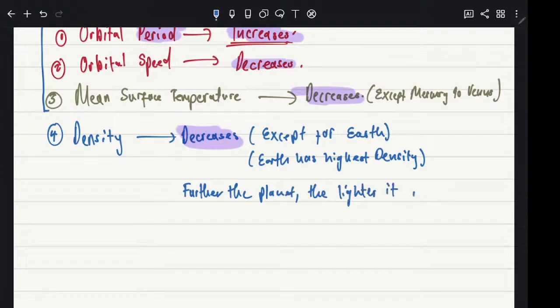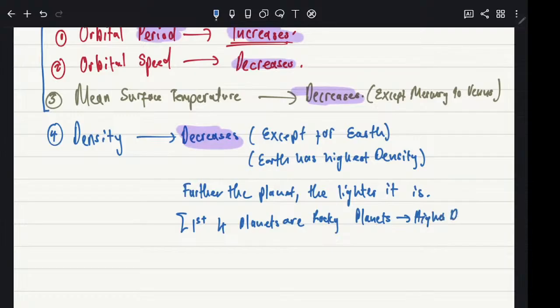You know that the first 4 planets are rocky planets, which means they are obviously heavier. They obviously have higher density. Do you remember that the first 4 planets are rocky planets? Students, do you remember that?